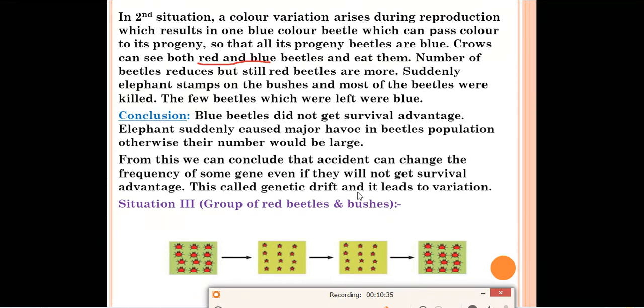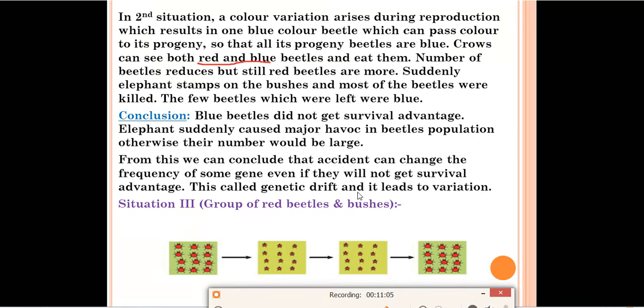The crow can eat both red and blue beetles, but the blue beetle is also not getting survival advantage over that. The population of blue beetles cannot increase in that case. But suddenly due to some accident, because of that elephant, red beetles were killed and a few blue beetles were left. They have increased their population and survived in that environment. This is called genetic drift and it also leads to variation.